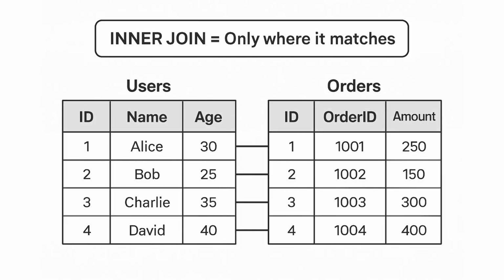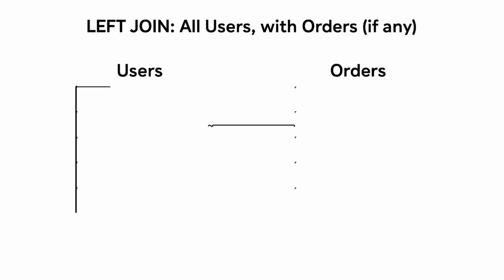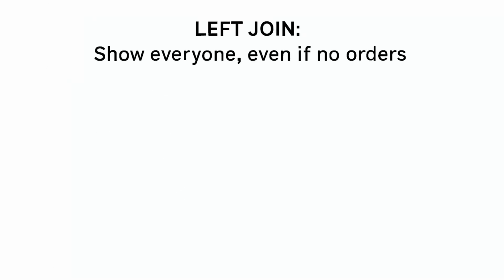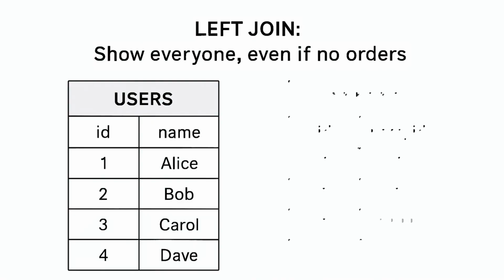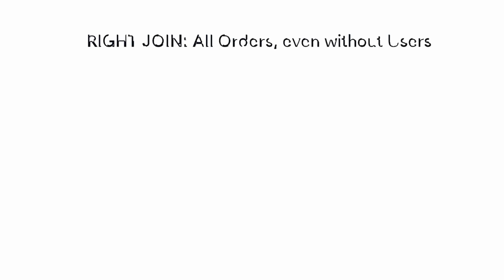A left join starts with the left table. So if we write from users left join orders, we say, give me every user, even if they have no orders. When a user has matching orders, we see those too. When they don't, the order columns are just empty, or null. Left join is everything from the left plus matches from the right.